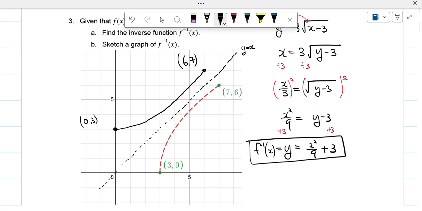And finally, I can also check this one more time by plugging in the values to my inverse function. If I plug in x equals 0, 0 squared divided by 9 plus 3 is indeed 3. 6 squared over 9 plus 3, 6 squared, 36. 36 divided by 9, 4. 4 plus 3, 7. So I'm happy with this inverse function and the graph of it as well.